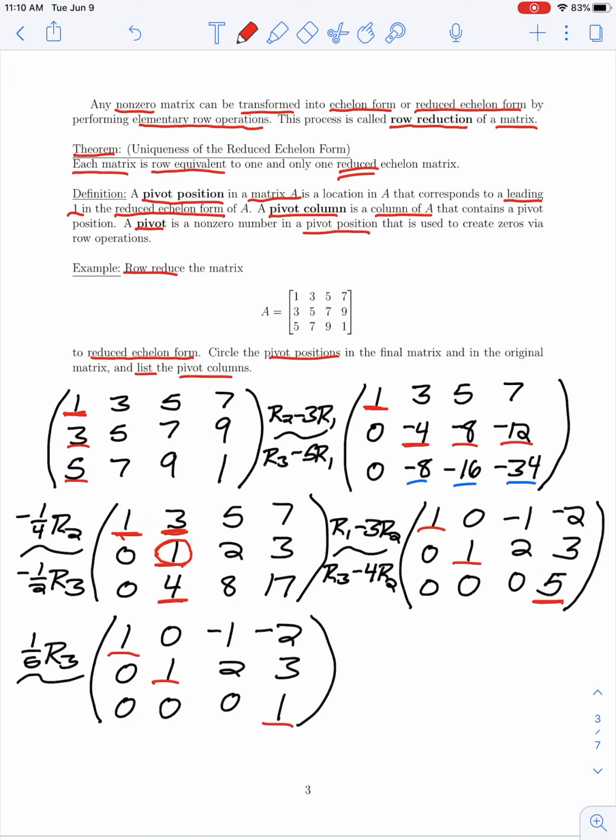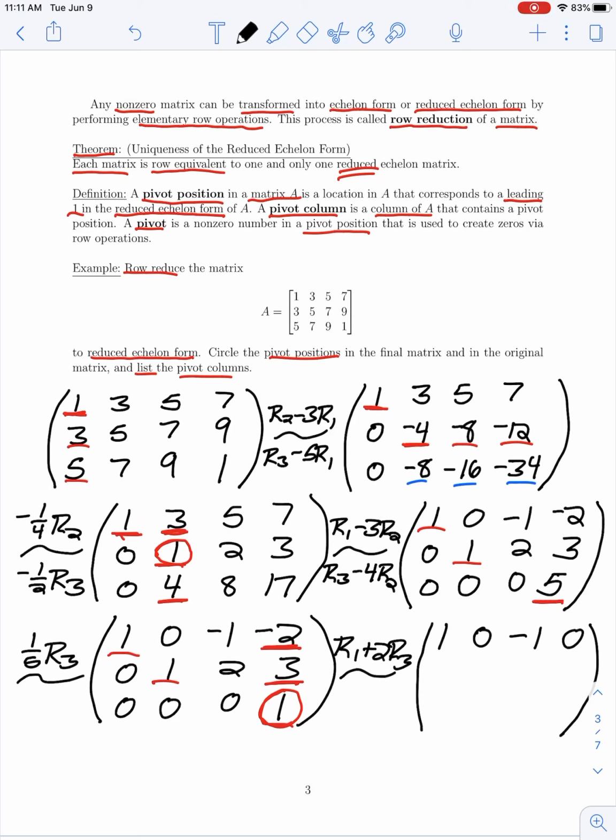Now, the last step to get this into reduced echelon form is that for the leading 1 in my third row, I need to have zeros everywhere above and below it. That is, I need to kill off this -2 and +3 that appeared above that last 1 entry. So to kill off the -2 in my first row, I could take row 1 plus twice row 3, which gives me a first row of 1, 0, -1, 0.